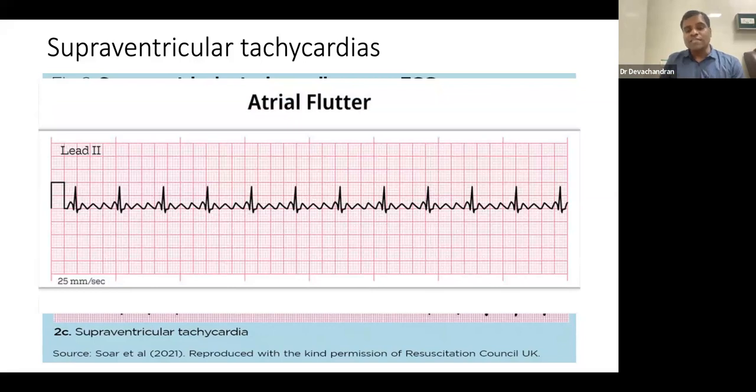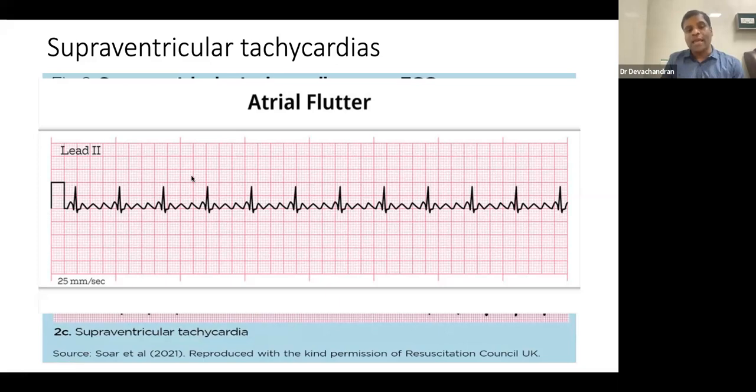So in flutter, you see sawtooth-like waves, like really sharp waves before the QRS complex. And if you count the number of sharp waves before each QRS complex, they will be the exact same for each and every QRS. For this one, let's say 1, 2, 3, 1, 2, 3, 1, 2, 3. So there are 3 waves, and these are not called P waves, they are called flutter waves.